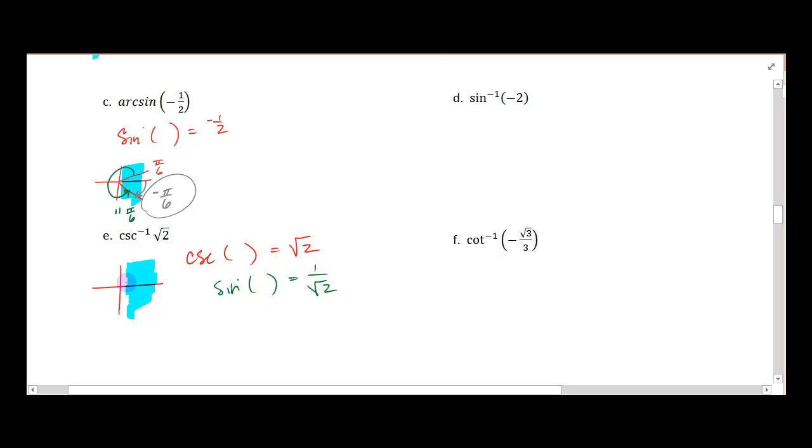And if I think in terms of that, to get a positive sine, I have to be looking at an angle here. I have to be looking at pi over 4, because when I take the cosecant of pi over 4, I get a positive cosecant, and that's my solution. That's my answer. So I'm staying here in quadrant 1, and for what angle when I take the cosecant of it do I get the square root of 2? That angle is pi over 4.